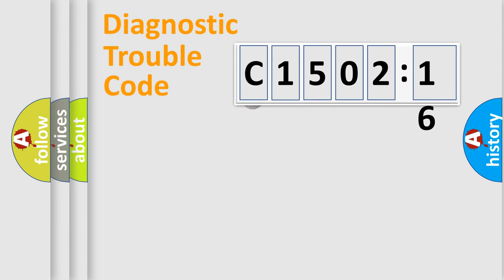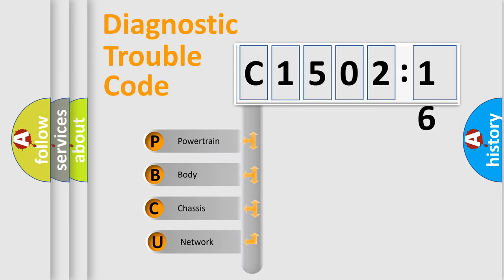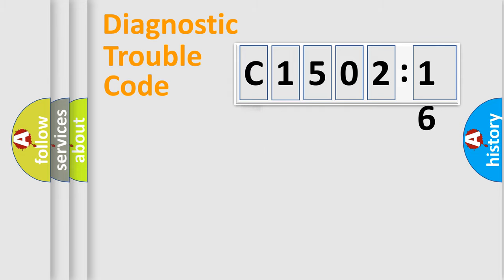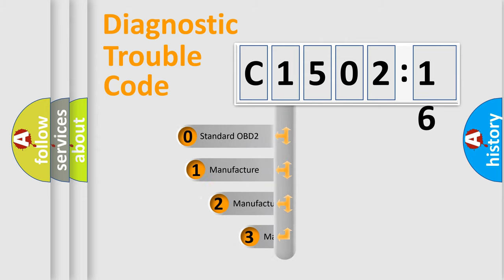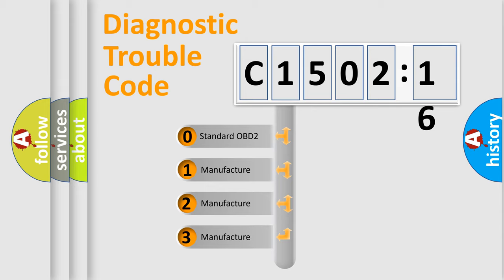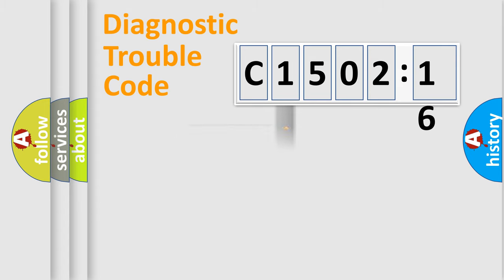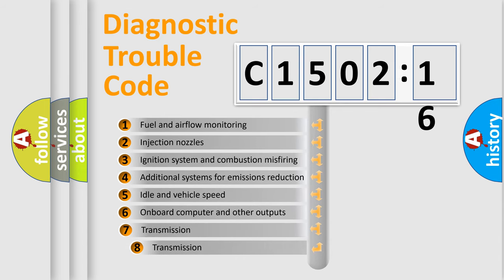Let's do this. First, let's look at the history of diagnostic fault code composition according to the OBD2 protocol, which is unified for all automakers since 2000. We divide the electric system of the automobile into four basic units: powertrain, body, chassis, network. This distribution is defined in the first character of the code. If the second character is zero, it is a standardized error. In the case of numbers 1, 2, 3, it is a more specific, car-specific error.